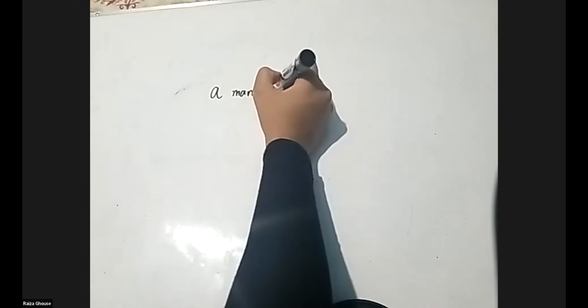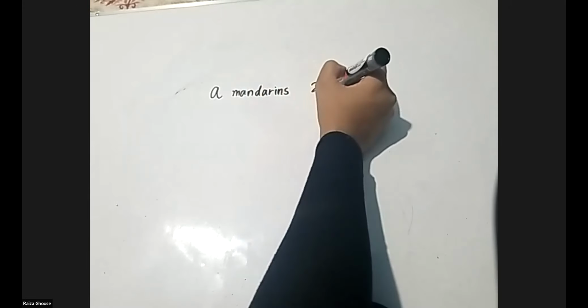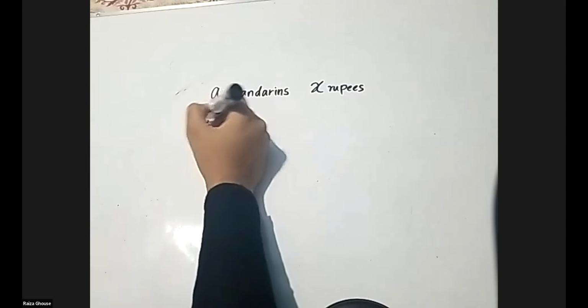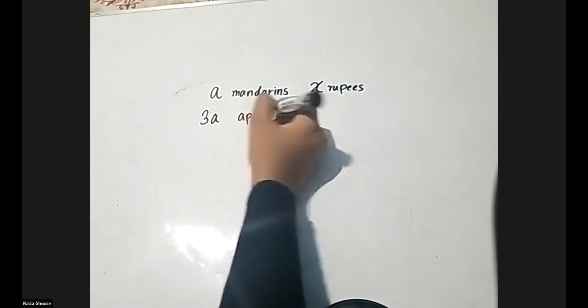Right. Now, it's a word problem. A child bought A mandarins, which were priced at X rupees each. Number of mandarins is A, X rupees each. He then decided to buy 3 times that number of apples. A mandarins and 3 times A mandarins is 3A apples.